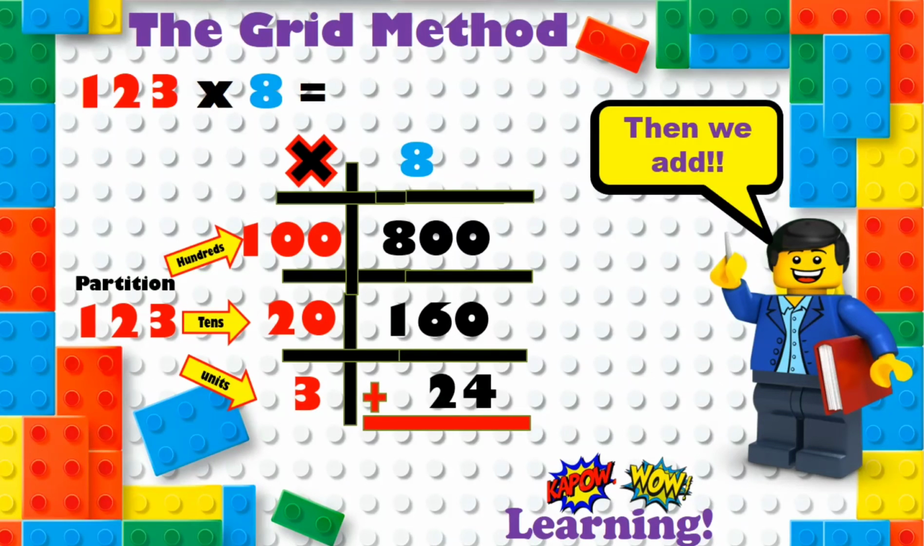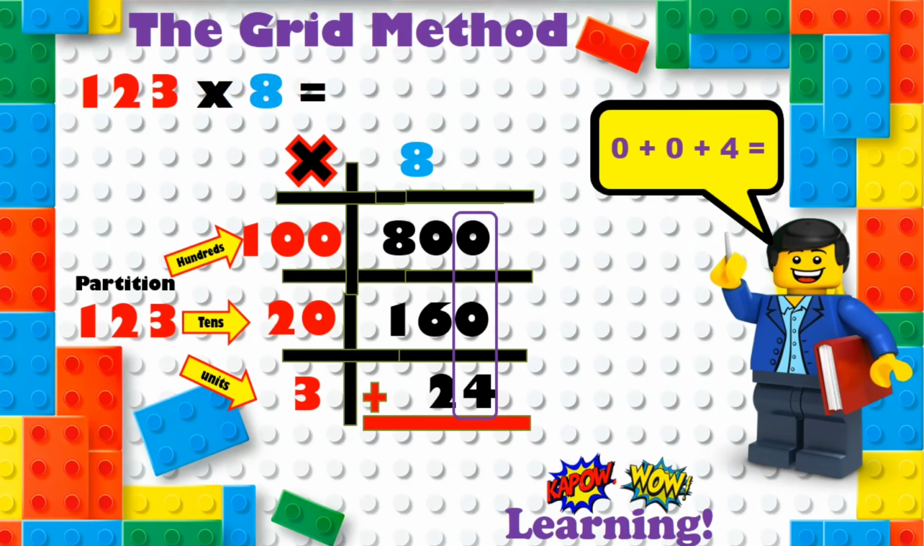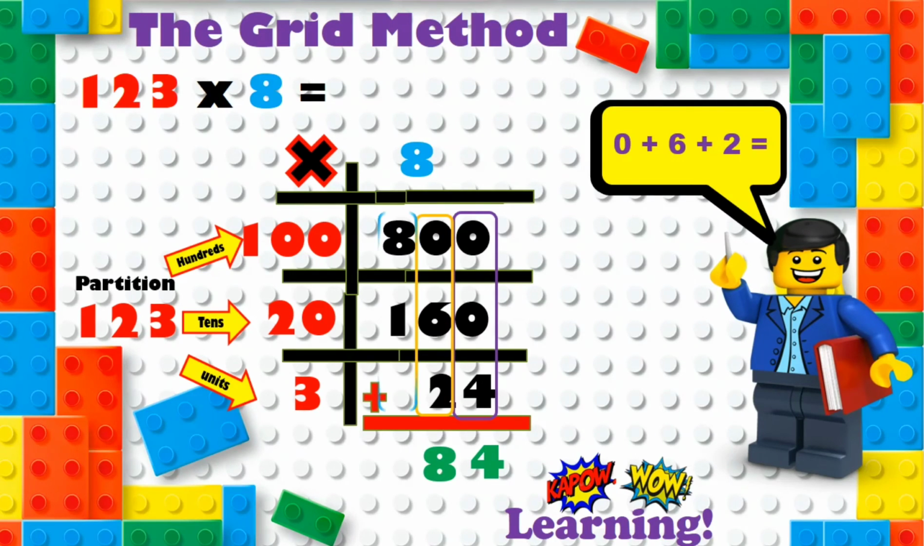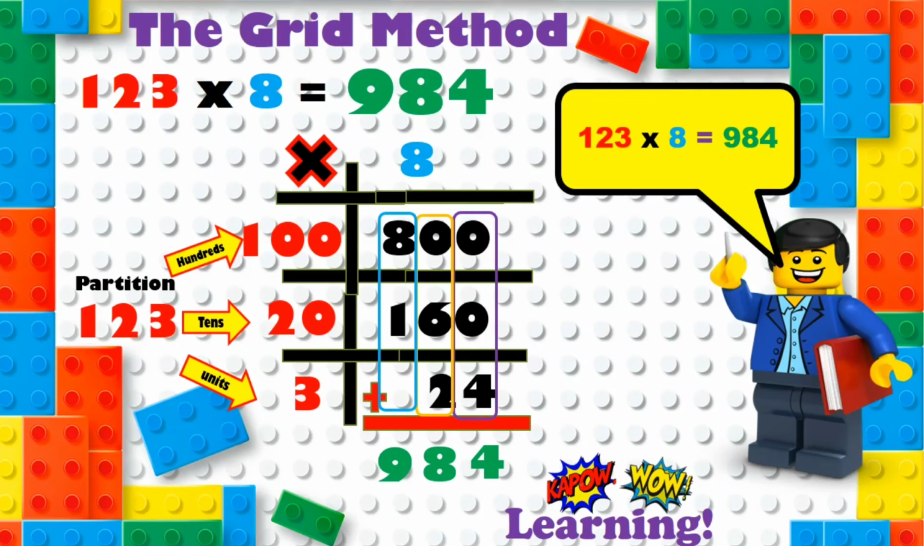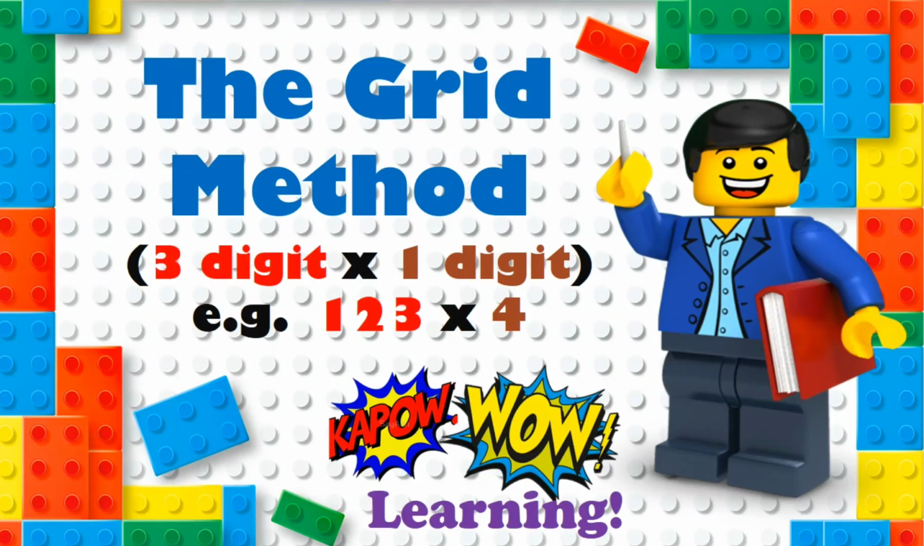And remember, with column addition or subtraction, you always start from the units. So 0 plus 0 plus 4 equals 4. Let's look at the tens. So now we've got 0 plus 6 plus 2, which equals 8. And let's look at the hundreds. 8 plus 1 equals 9. So therefore, 123 multiplied by 8 equals 984.